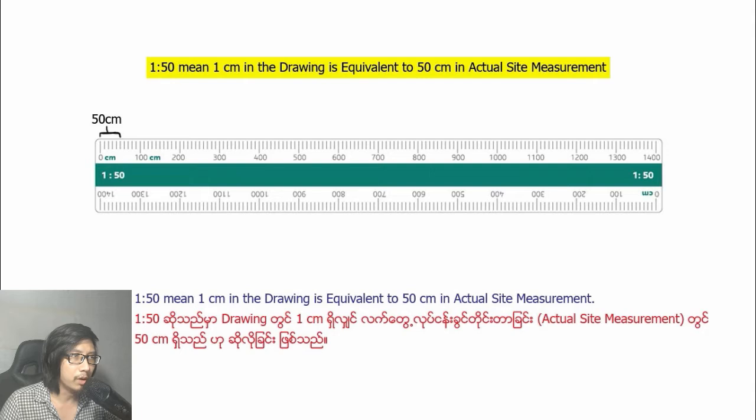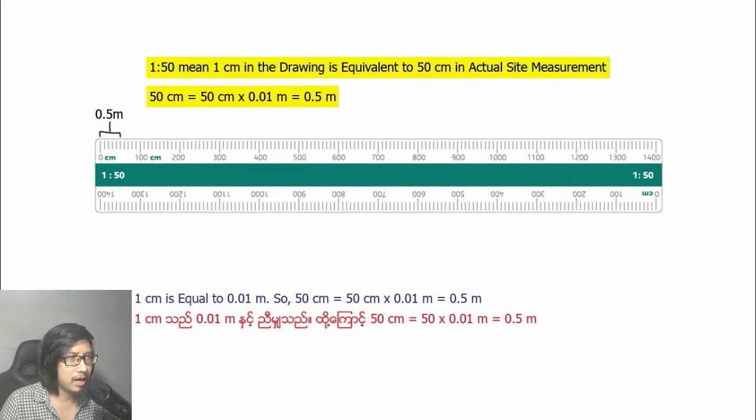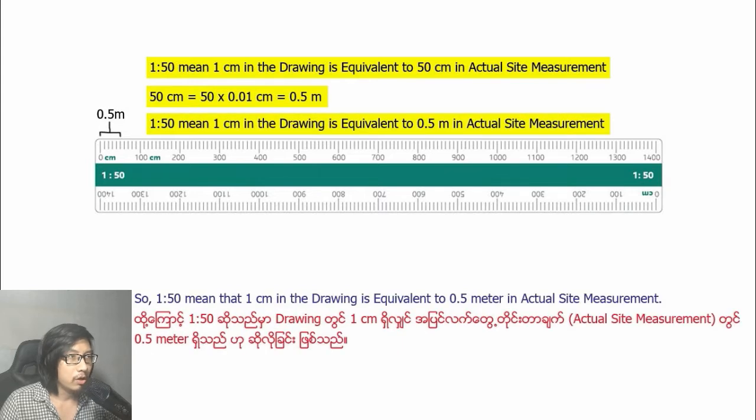1:50 means 1 centimeter in the drawing is equivalent to 50 centimeter in actual site measurement. 1 centimeter is equal to 0.01 meter. So 50 centimeter is equal to 50 centimeter times 0.01 meter, which is equal to 0.5 meter. So 1:50 means that 1 centimeter in the drawing is equivalent to 0.5 meter in actual site measurement.